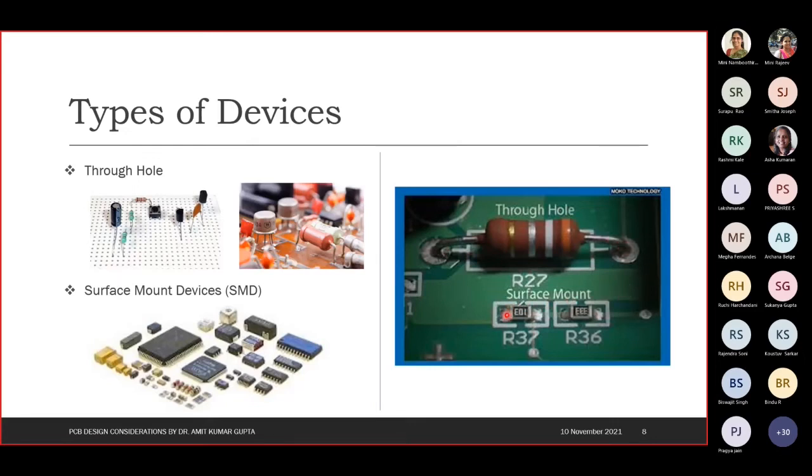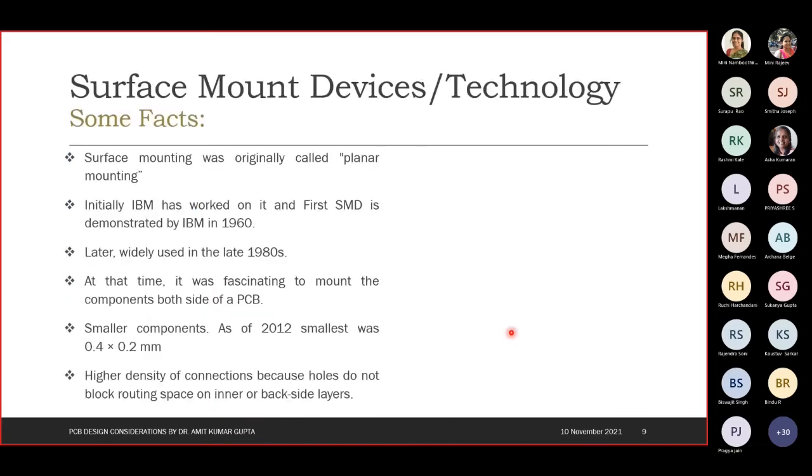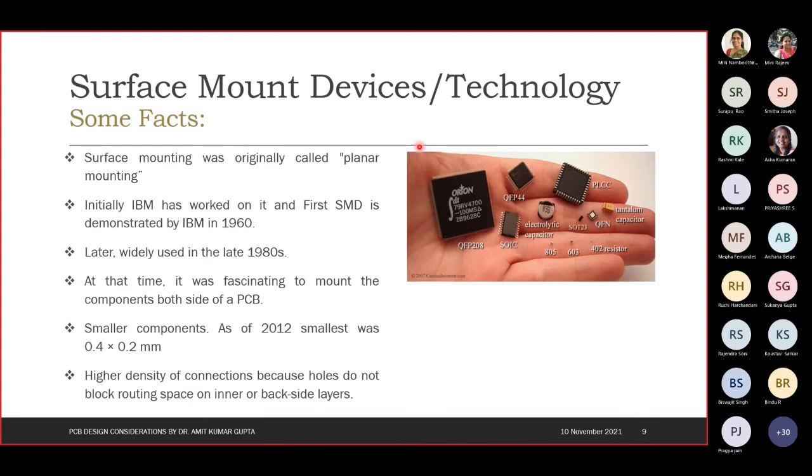While the surface mount, this is also a resistor. These two, if you can see E01 and EEE, are also resistors. They are mounted on the surface itself. Their connections are made from the top side or bottom side itself. So there are several benefits of surface mount devices. There are a couple of benefits of through hole devices also. So let us talk about surface mount devices a bit.